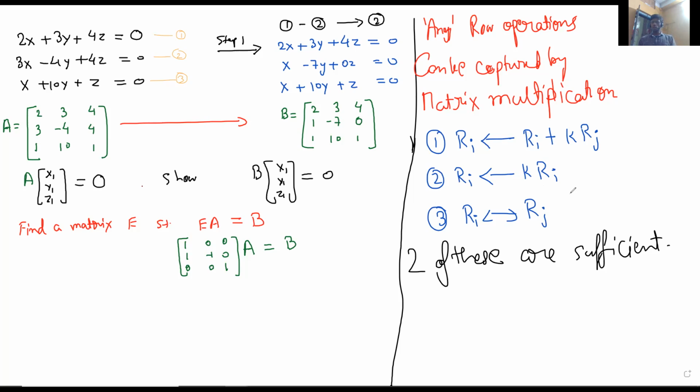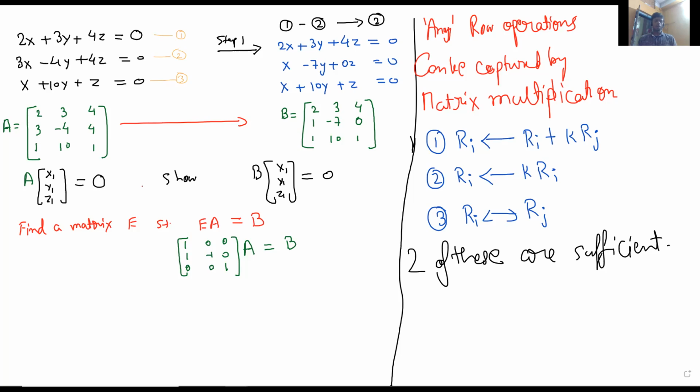So for all these operations, we have corresponding matrices. If you want to take a matrix and apply, let's say, operation 3, then there is a matrix which you can multiply on the left to get it. I'm not describing those matrices because I explained the general thing, and you can think about those matrices.